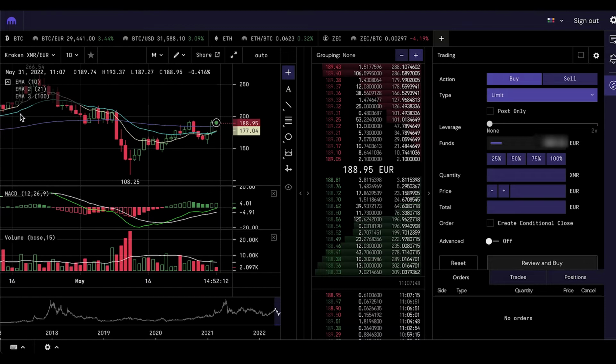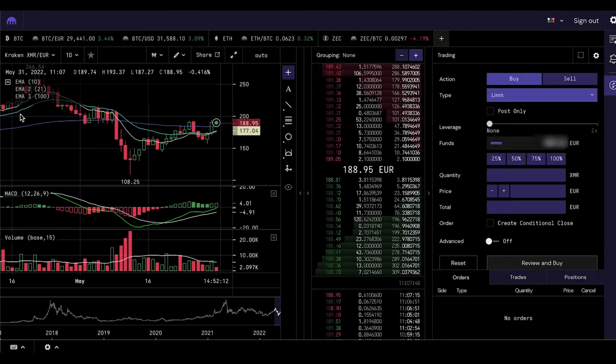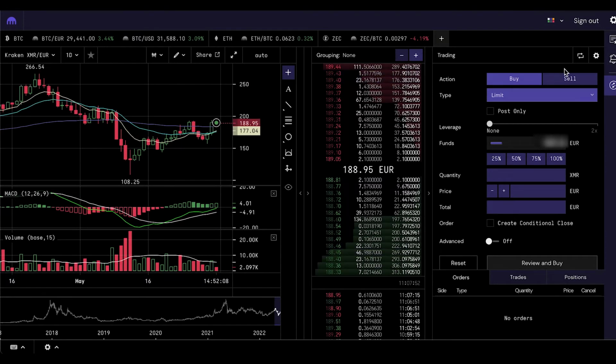As you can see, there's a lot going on the screen now, and it looks quite complex and overwhelming, especially for beginners. But you don't need to look at all of that. You just need to use the panel on the right over here, where you can access the different order types. All the stuff on the left is for professionals. As you can see, I can either buy XMR or I can sell XMR. In my case, I want to buy some.